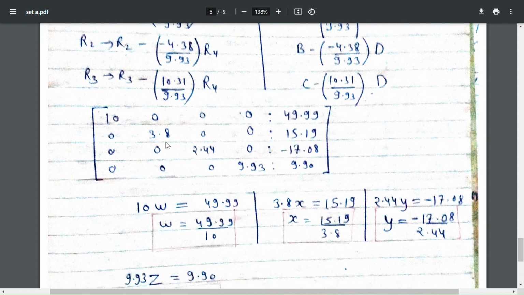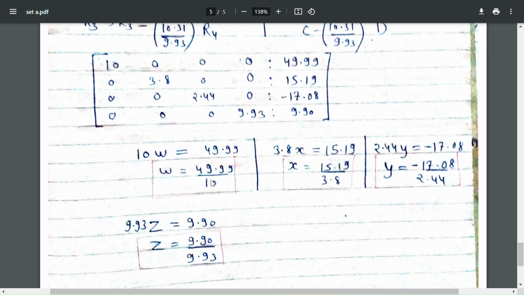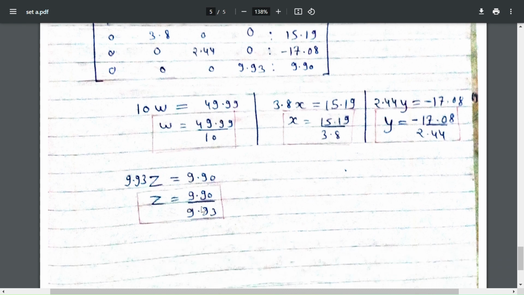Now we have to find the values of W, X, Y, Z. So for W, we have 10W equals to 49.99, 3.8 X equals to 15.19, and 2.44 Y equals to minus 17.08, and 9.93 Z equals to 9.90. On solving, we get W equals to 49.99 divided by 10, X equals to 15.19 divided by 3.8, and Y equals to minus 17.08 divided by 2.44, and Z equals to 9.90 divided by 9.93.